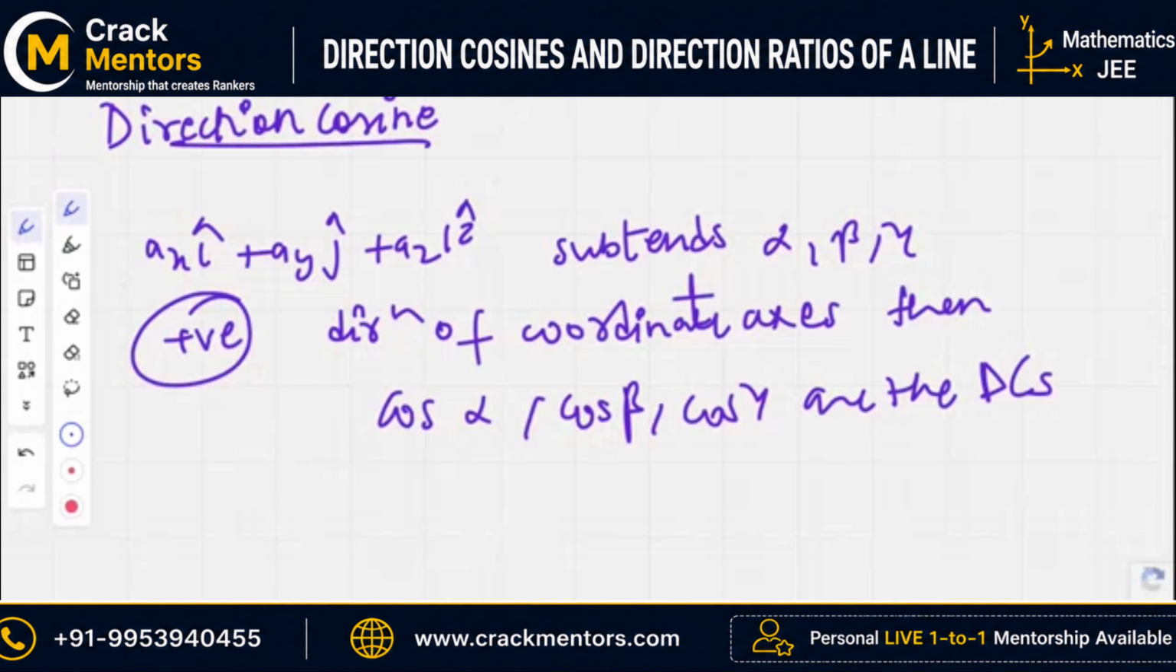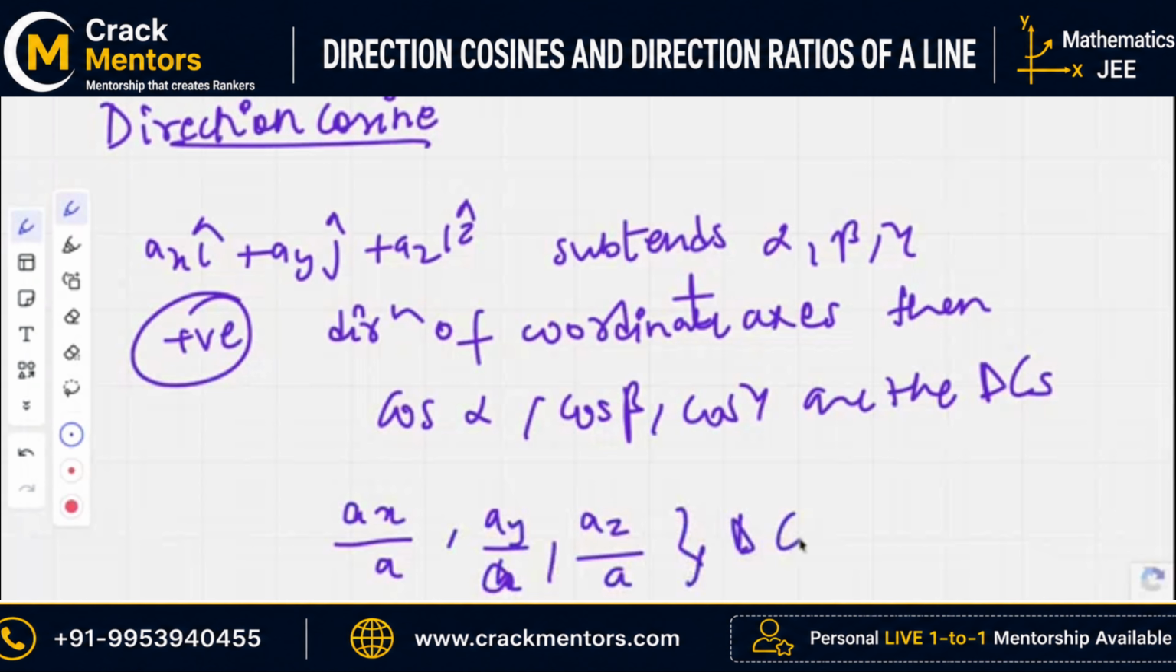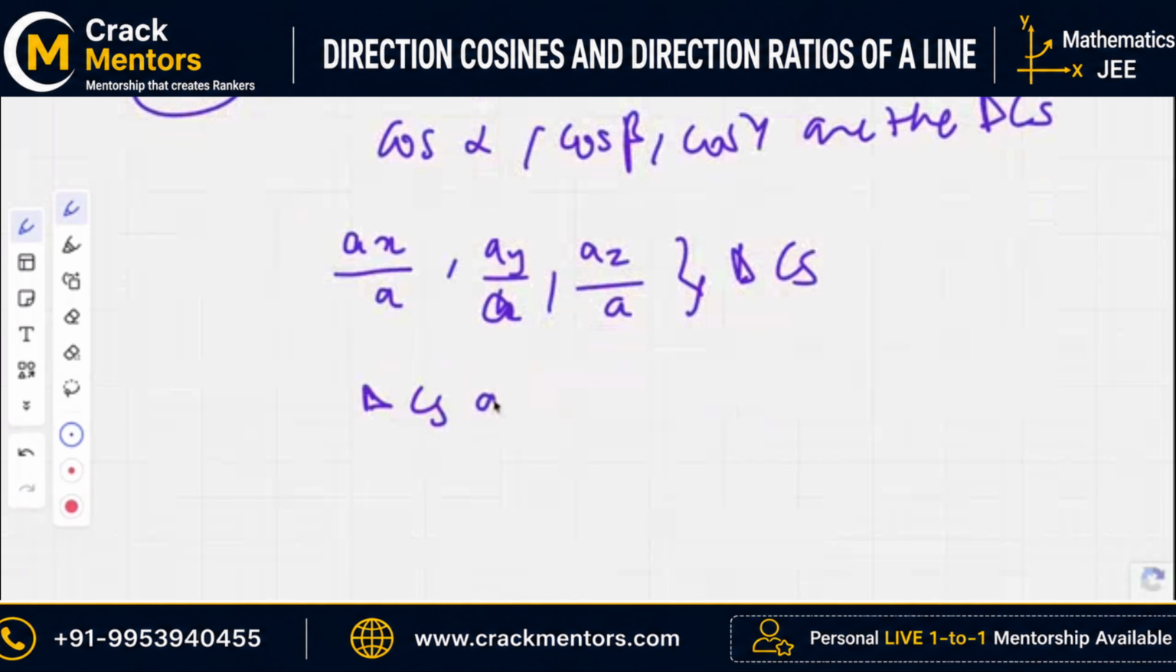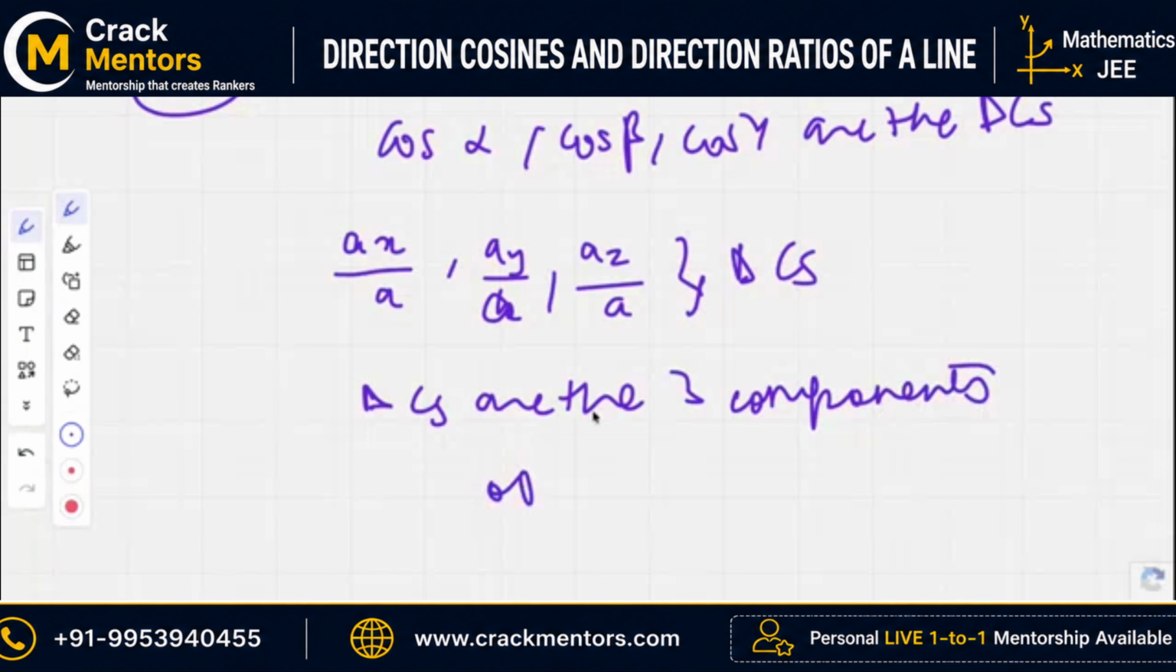So actually what happens is ax by a, ay by a, az by a, these are the direction cosines of this vector. So technically you can say that direction cosines are the three components of a unit vector, a vector upon a.